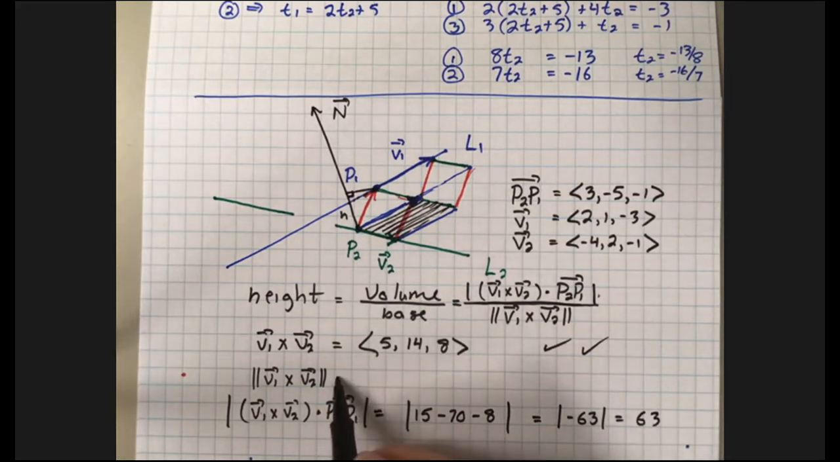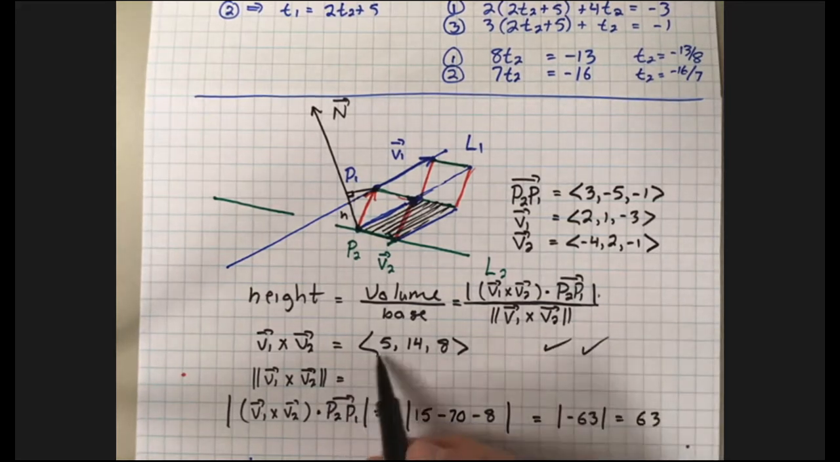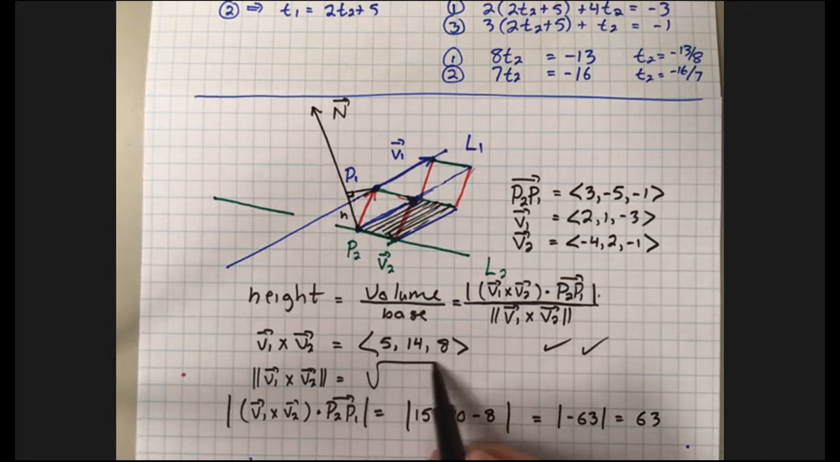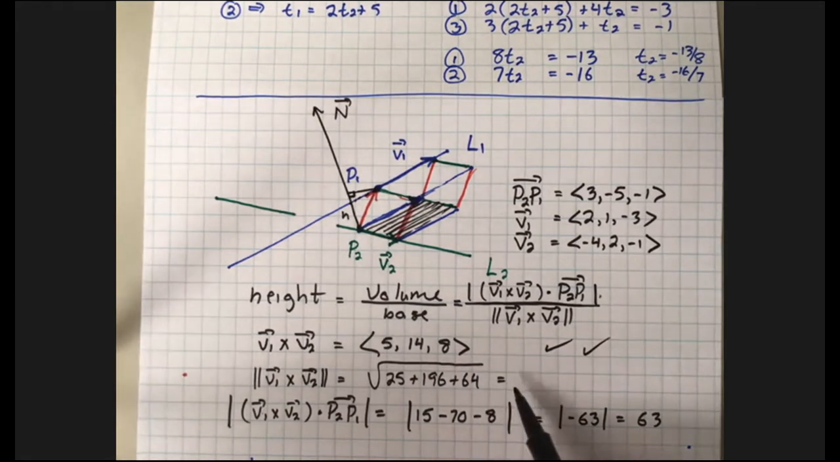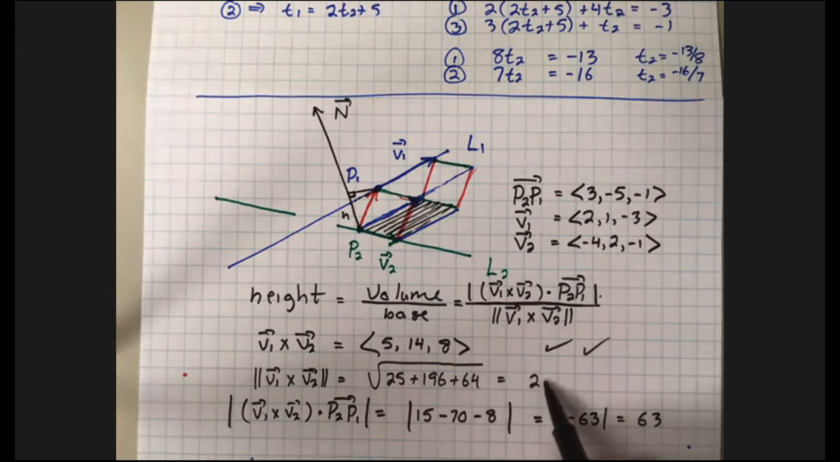63. Now the magnitude of the cross product, there's some ugly numbers. Square, square, square, add, square root: 25, 196, 64. I don't think anything pleasant is going to happen here, but 4 plus 196 is 200, 260, 285. Square root, if I've done it correctly.